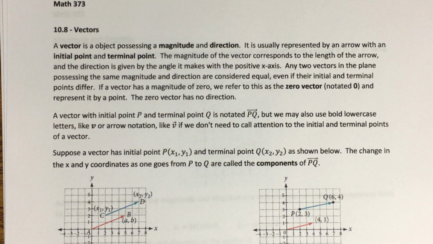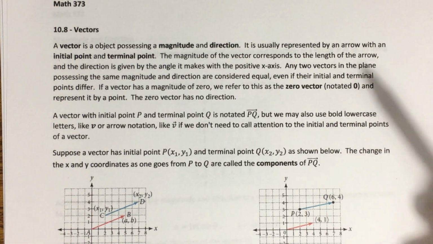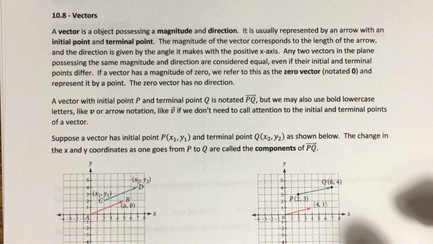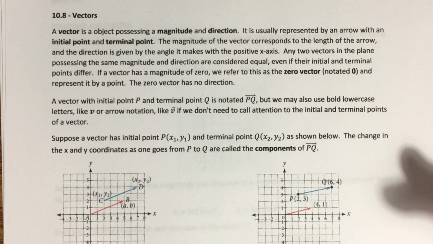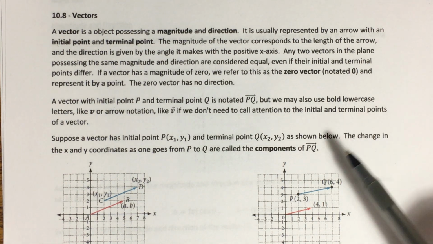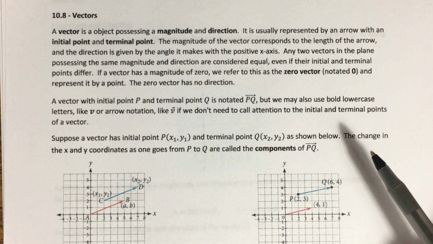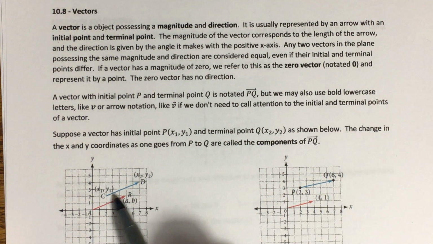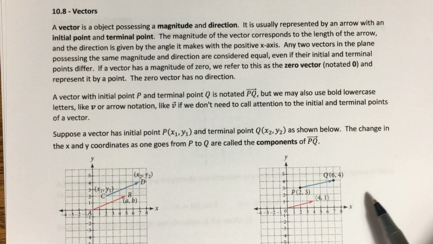Let's go ahead and start talking about what a vector is. There's a lot of terminology to cover. Basically, a vector is a mathematical object that possesses two measurable quantities, which we call magnitude and direction. Typically, a vector is represented using arrow notation. So you're seeing vectors in these examples here.